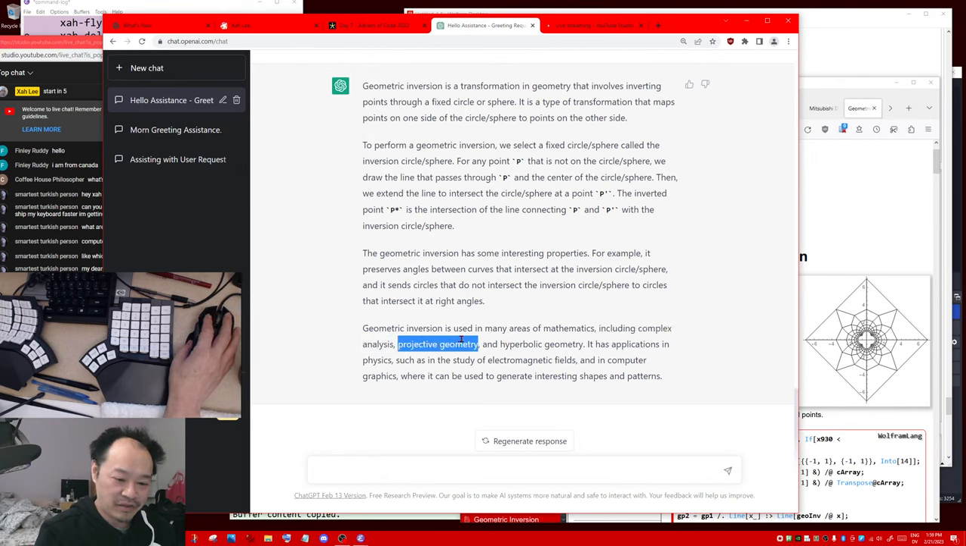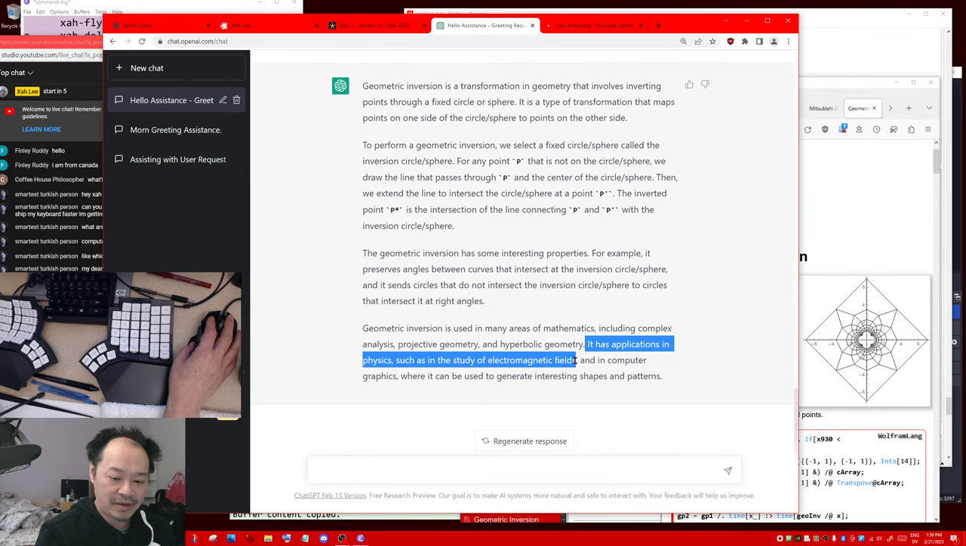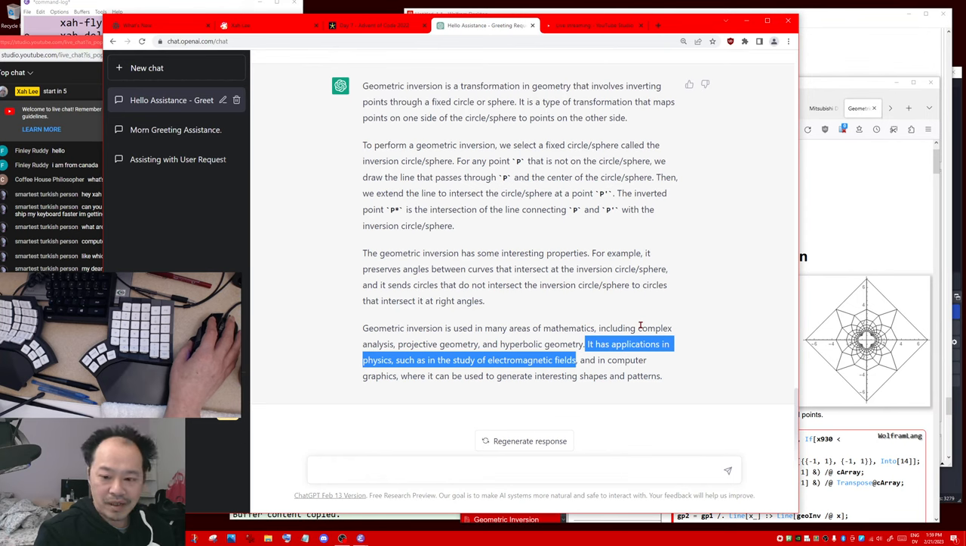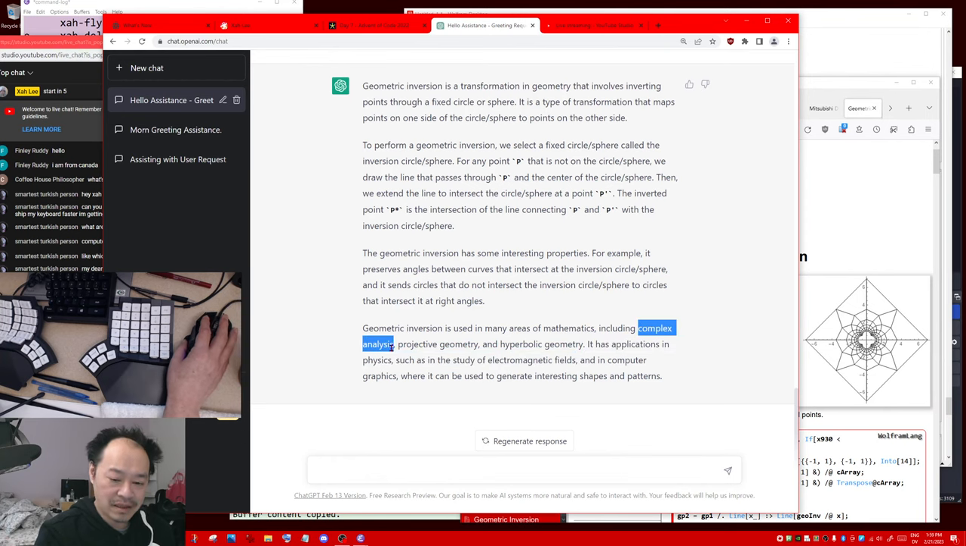Then it says projective geometry, that's true. And hyperbolic geometry, I don't know that topic well enough to make a comment, okay? Then it says it has applications in physics, such as the study of electromagnetic fields. Yeah, kind of, I guess. Well, partly because complex numbers have significant application in the study of electromagnetic fields, okay?